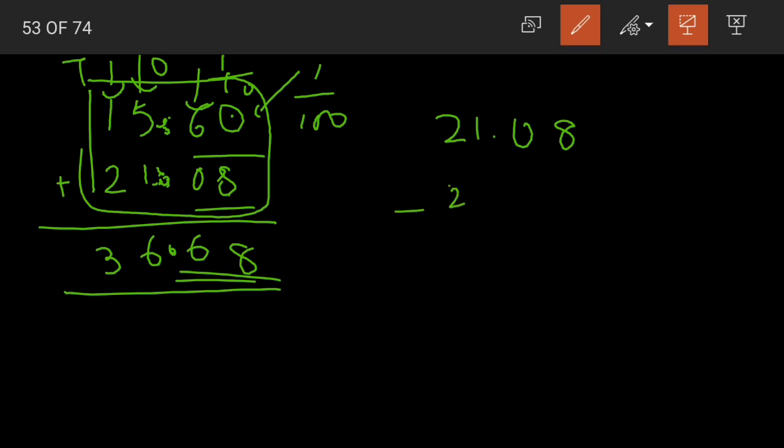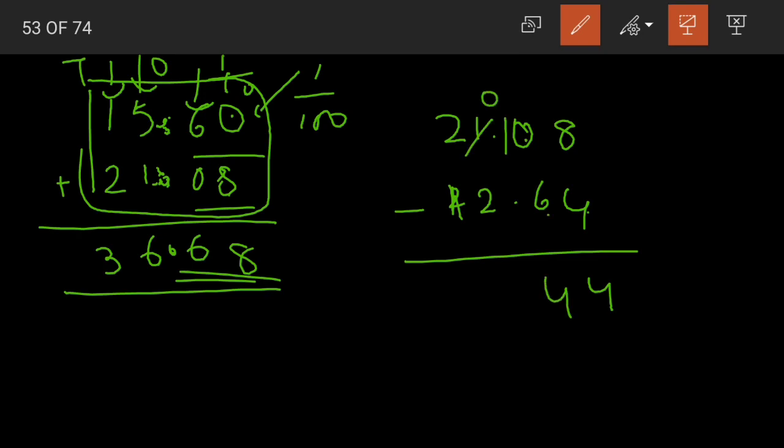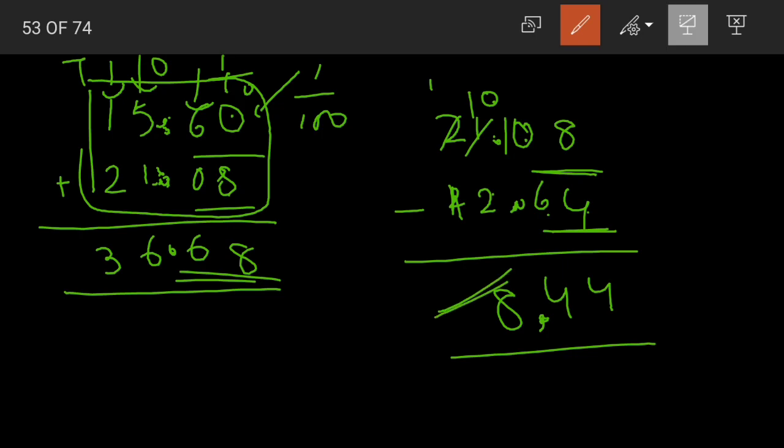Now coming to subtraction, the second one, right? 21.08 minus 12.64. Now when we subtract, again subtract them as whole numbers. 8 minus 4, 4. 0 minus 6 is not possible, borrowing. 10 minus 6, 4. Again 0 minus 2 is not possible, borrowing. 10 minus 2 is 8. And 1 minus 1 is 0. So 8.44. As in the given numbers there is a decimal point after 2 digits, we'll place the decimal point after 2 digits in the answer as well.